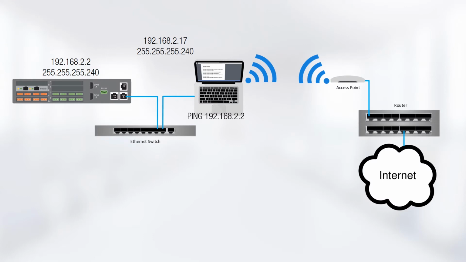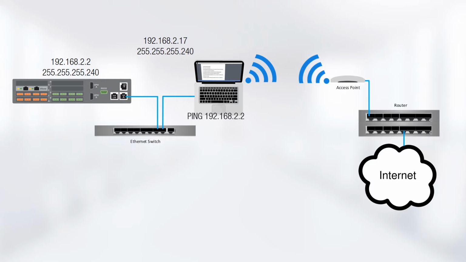Say I'm on a typical QSys project site where I have a wired connection to the QSys network and a wireless connection to the end user's guest network for email, chat, etc. Let's say the QSys core is set up with the IP address 192.168.2.2 with a subnet mask of 255.255.255.240. I set my computer's wired connection manually to 192.168.2.17 with the same net mask as the core.